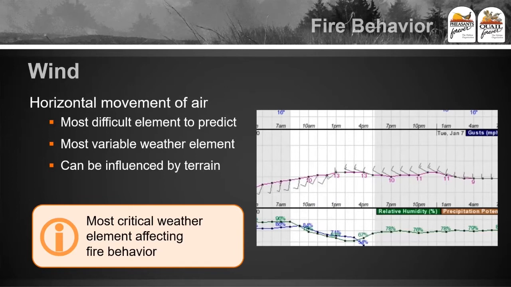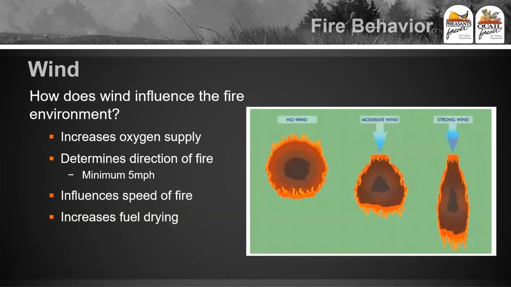Wind is going to be our most difficult factor to predict. It's going to be the most variable, and it can also be influenced by terrain. So it's really hard to predict wind, but you have to use it to mitigate on the ground. We'll talk a little bit about that. One of the biggest misconceptions we see with new burners is that burning with less wind is safer than burning with more wind, or burning with no wind.